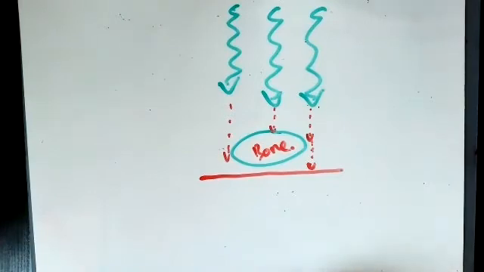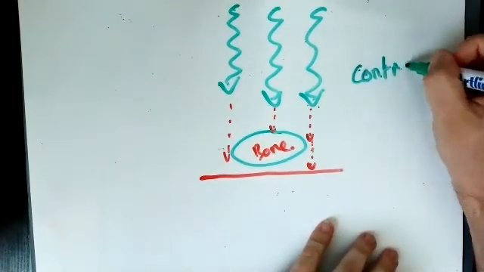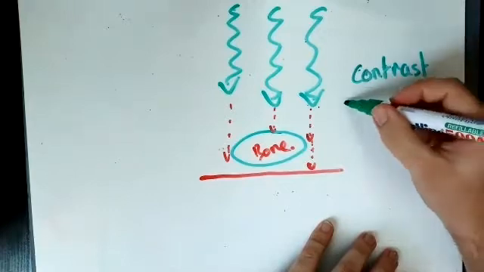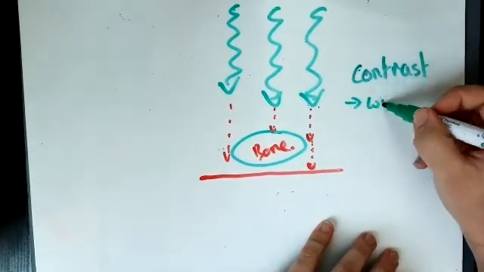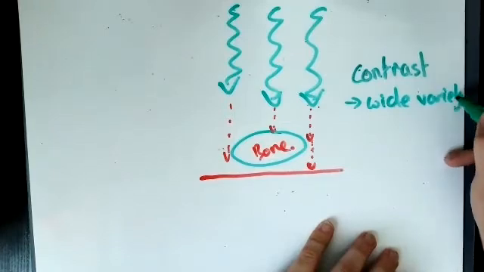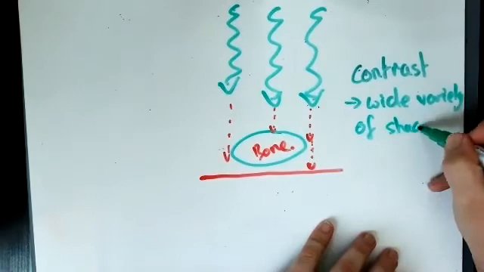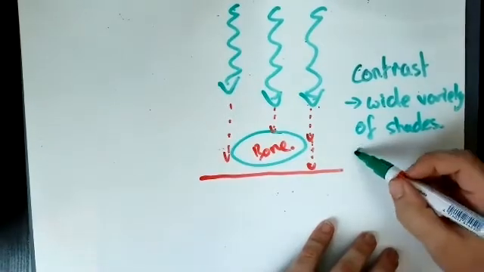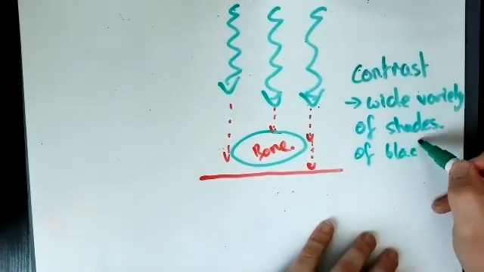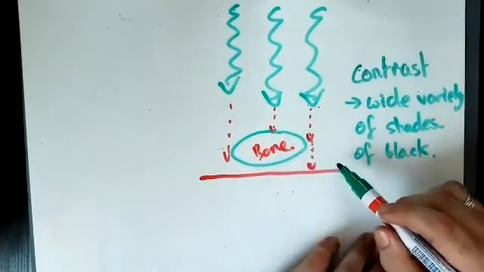So there are two words you need to be aware of that go with X-ray images, and one is contrast. Contrast is the word we use to describe the wide variety of shades of black, which allows us to see the different materials.